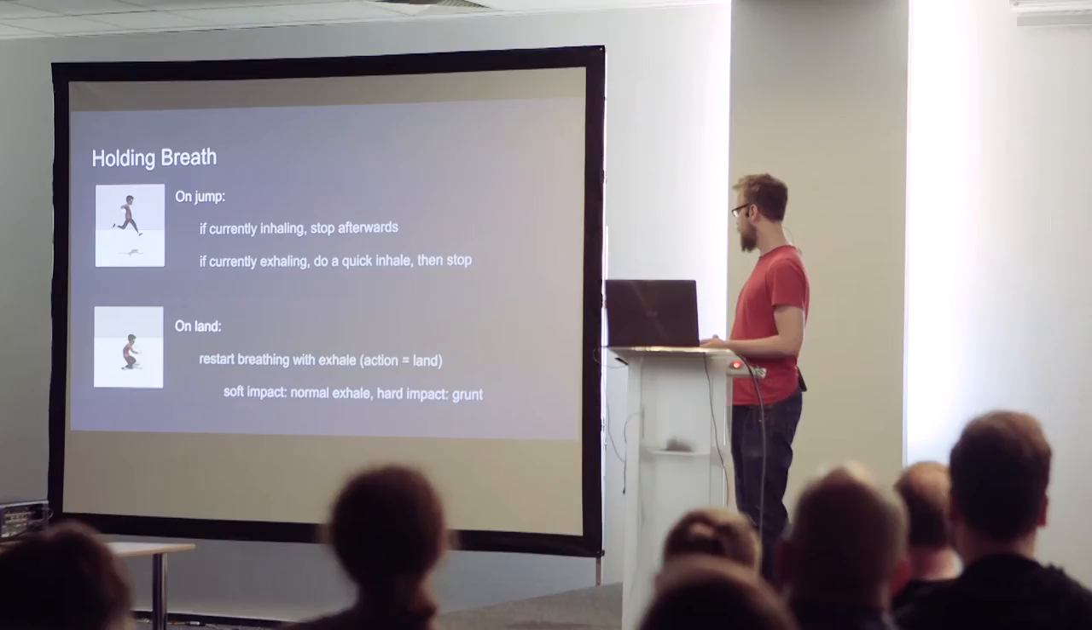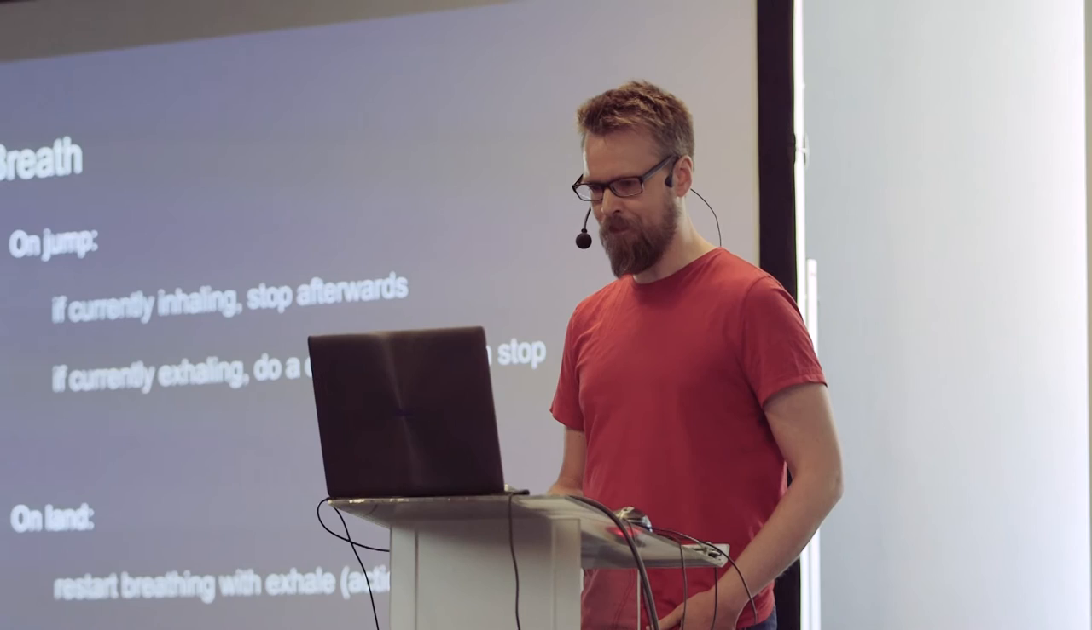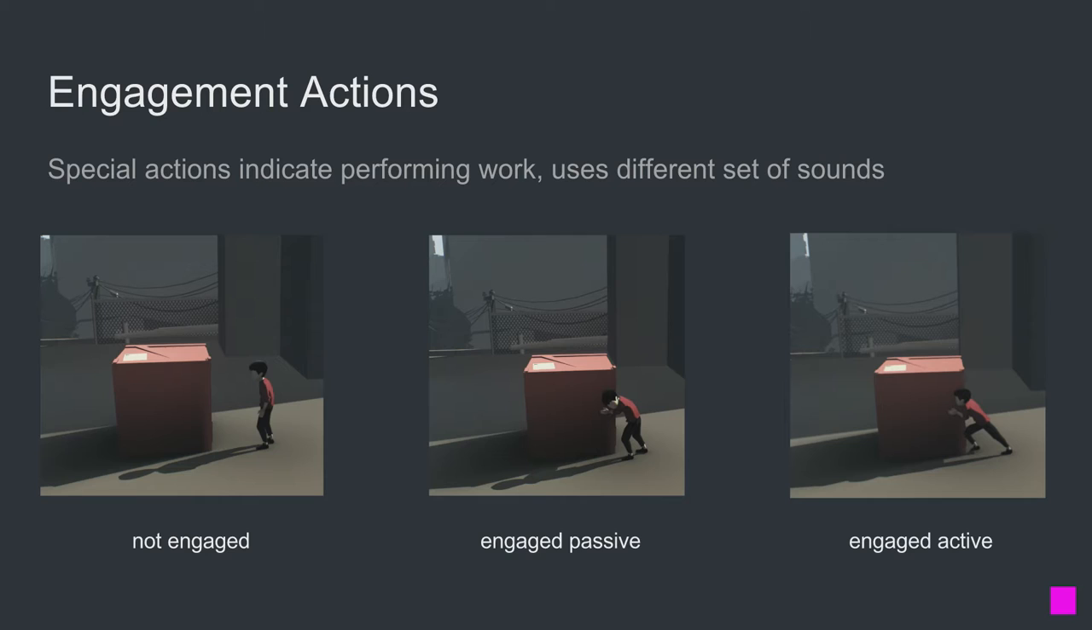And we have a special action for that. Based on the impact, which is also just a value we send based on speed, we have either a normal inhale or this kind of grunt when you land. And as Martin demonstrated, we have the normal actions, and then we have these engaged ones where you are grabbing hold of something, preparing to do physical work. That's passive engagement, and we have active engagement when you are actually doing work, like pushing a box.